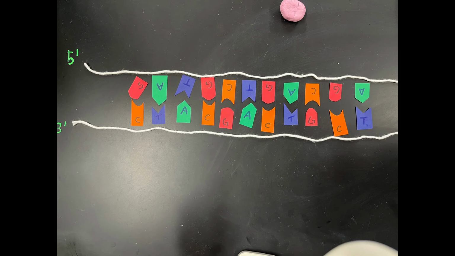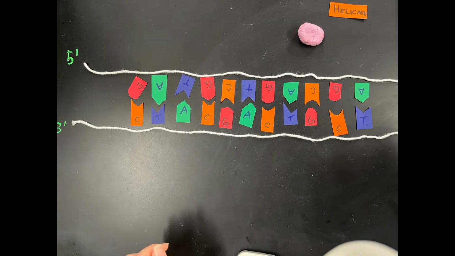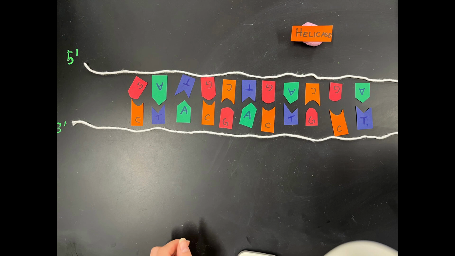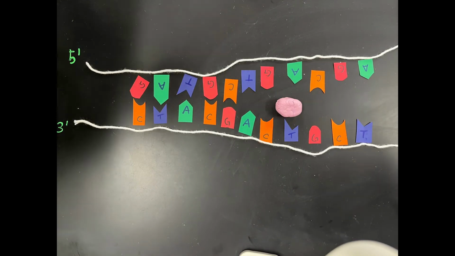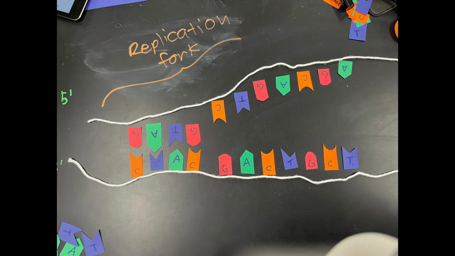DNA replication starts at the origin of replication. The helicase enzyme then unzips the DNA strands by breaking the hydrogen bonds between the bases. Thus, it helps in the formation of the replication fork.